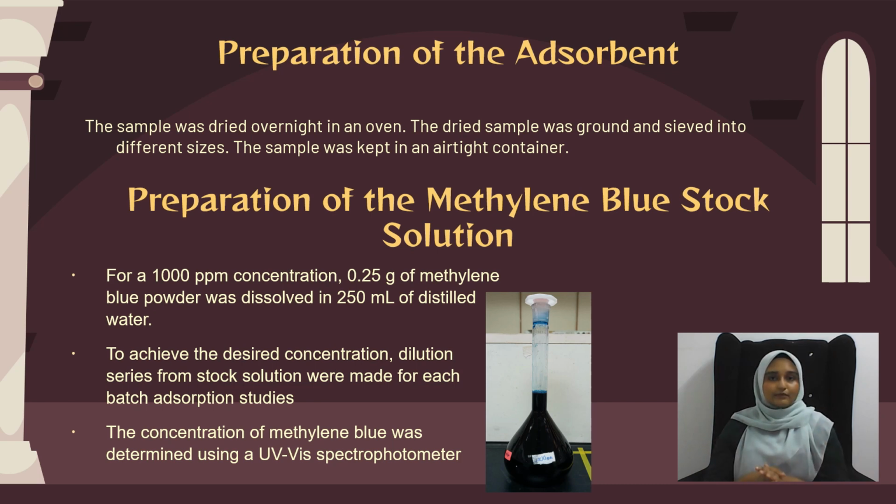Preparation of methylene blue stock solution. For 4,000 ppm concentration, 0.25 gram of methylene blue powder was dissolved in 250 ml of distilled water. So in order to achieve the desired concentration, dilution solutions from the stock solution were made for each batch adsorption study. The concentration of methylene blue was determined using a UV spectrophotometer in order to obtain the maximum wavelength.